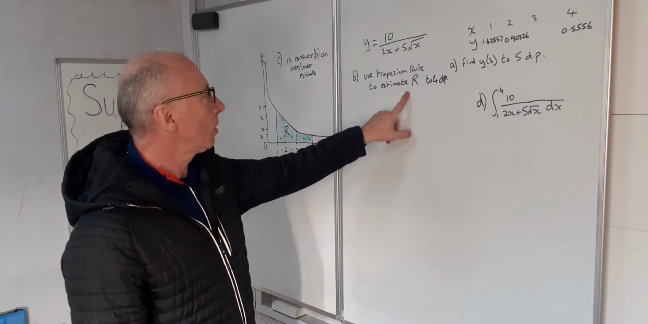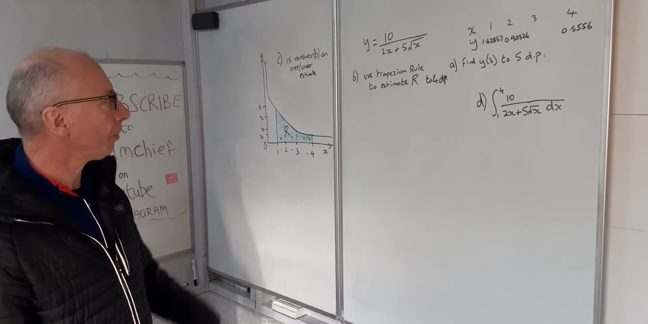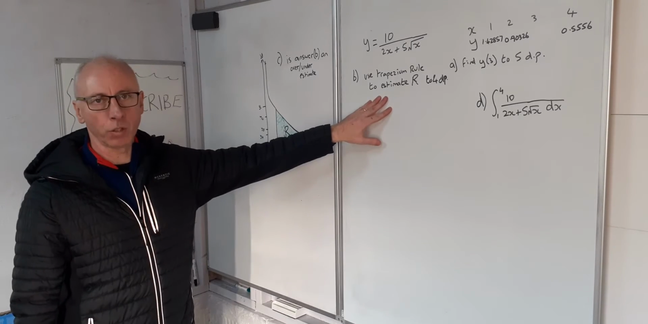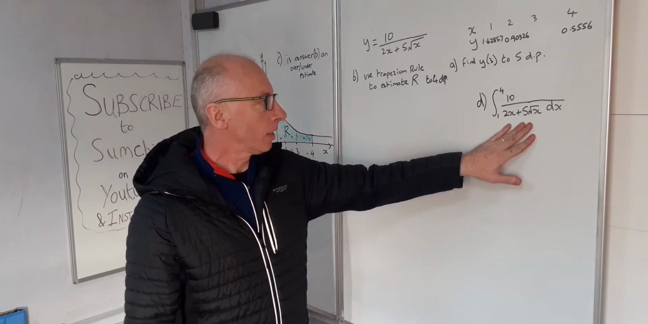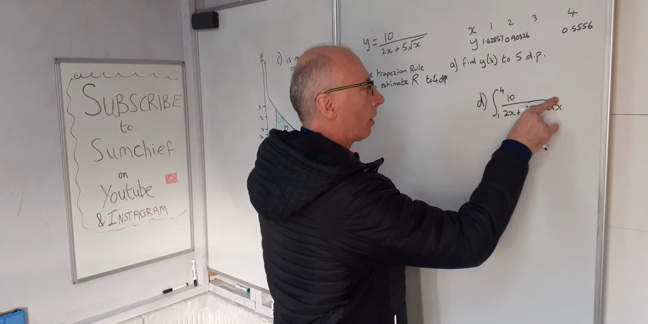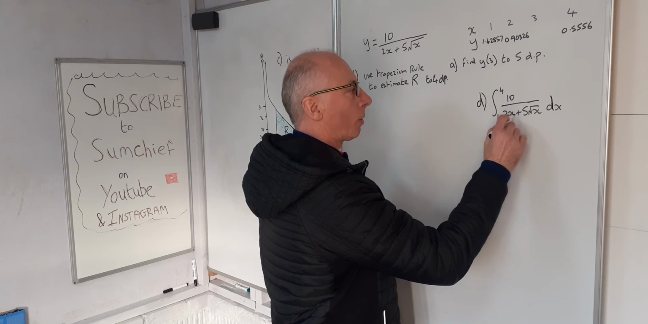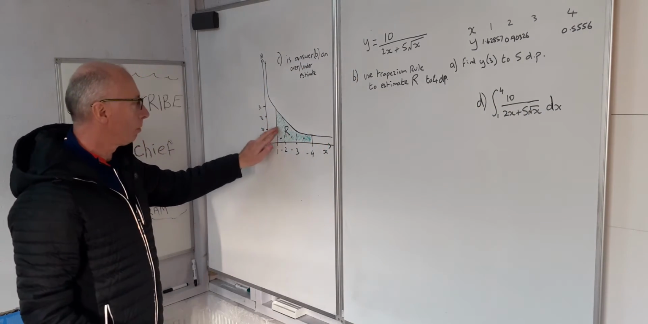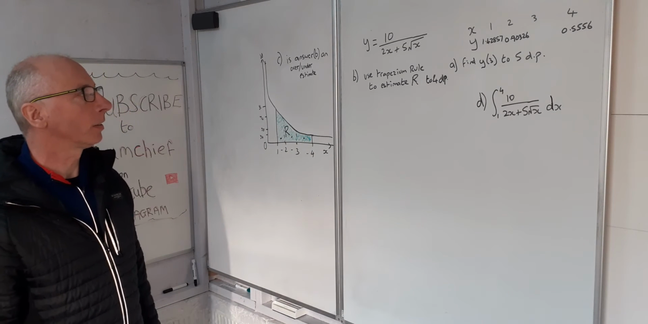We're going to use the trapezium rule to calculate the area of this. We're going to work out if it's an over or an underestimate using the trapezium rule. And then finally we're going to integrate this craziness here: 10 divided by 2x plus 5 root x dx between 4 and 1. Basically that will mean finding the value under the curve there.